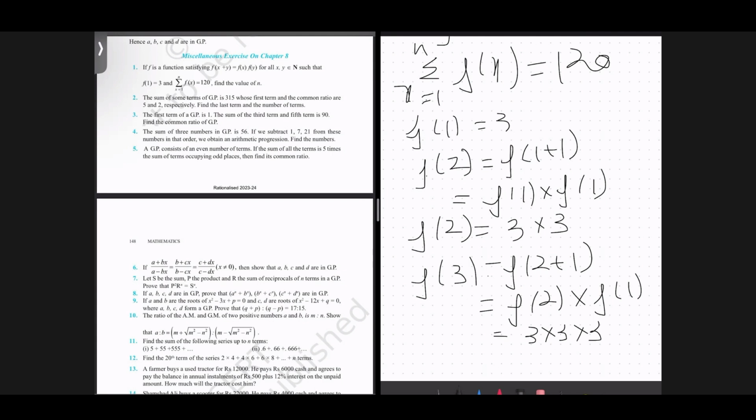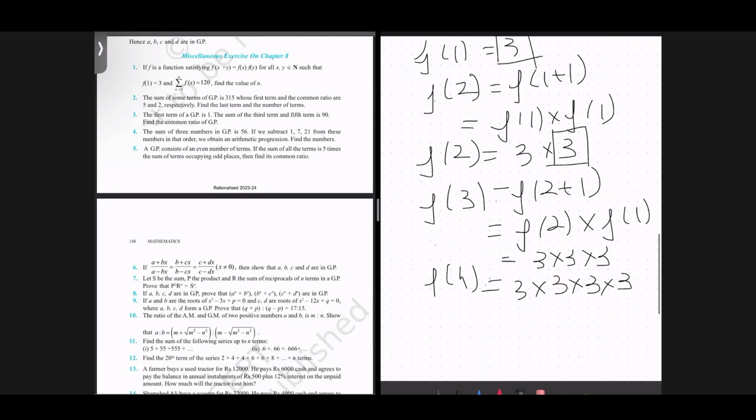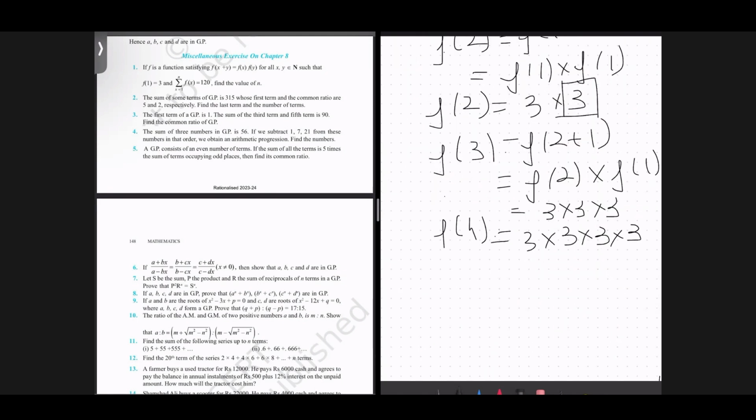Now, when you do that, you'll be able to see that this entire thing forms a geometric progression with the first term as 3 and the common ratio also as 3. Because f of 4, when you find it out, is going to come out to be 3 into 3 into 3 into 3. Right? So on and so forth. So we have a GP of the form a equals 3. The common ratio is also 3. And it has been said that the sum up until n terms is equal to 120. Right.